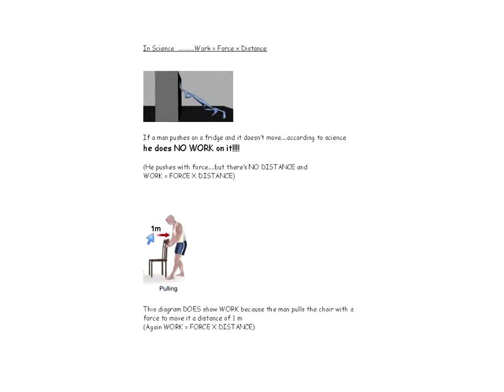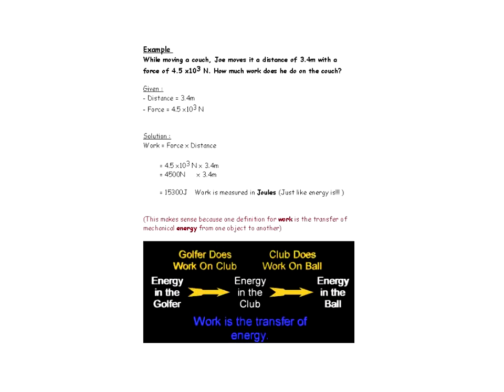So this guy, on the other hand, is pulling, and he pulls this chair 1 meter. So in this situation, he is doing work because he's got both the force, that's the pull, and he's moved it a distance, that's 1 meter, okay? So work in science always means that you've got force and distance, and they're multiplied by each other.